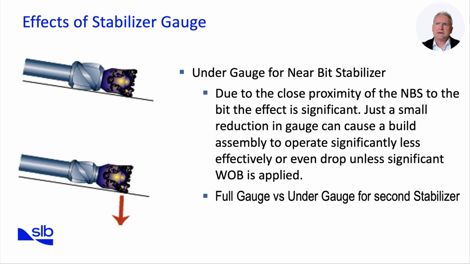For hold assemblies, maintaining full gauge is particularly important to ensure zero net side force and a steady trajectory. The greater the undergauge condition, the more pronounced the effect on directional performance. The diagram compares full gauge and undergauge stabilizers. It shows how a small reduction in the near bit stabilizer diameter alters bit side forces, leading to reduced build or even drop tendencies.